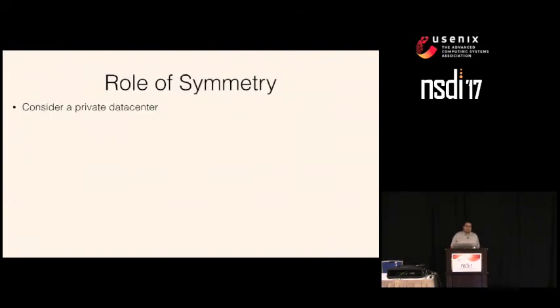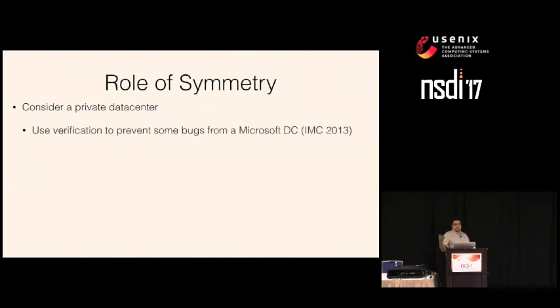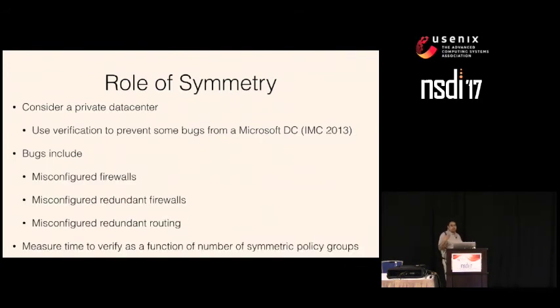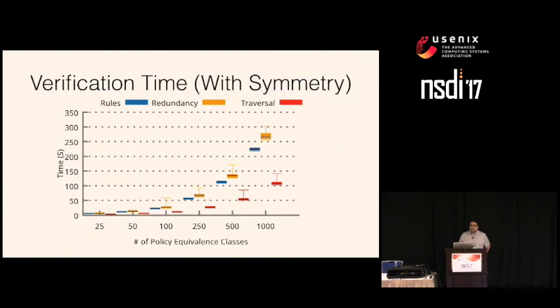So I briefly mentioned symmetry previously. The basic idea behind symmetry is probably clear, but just to show you how much it matters, we took a paper from IMC 2013 published by Microsoft on some data center bugs they were seeing. And we basically tried to use our tool to check whether we could prevent these bugs. Basically, could we find them ahead of time in a buggy configuration? What we found is that the amount of time it takes grows as a function of the number of symmetric groups that we have.